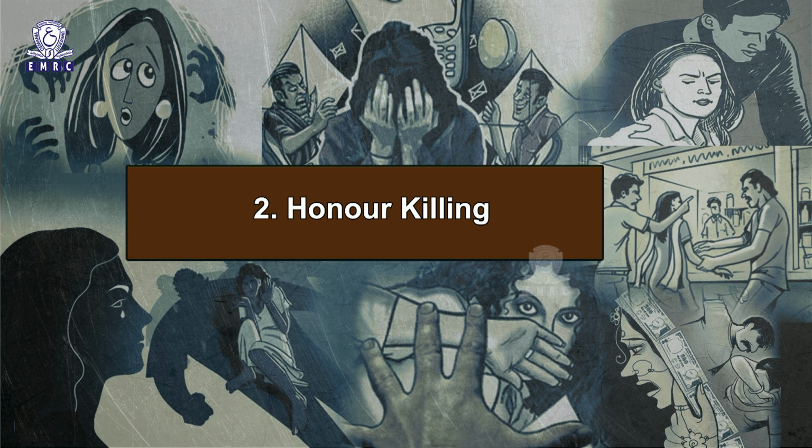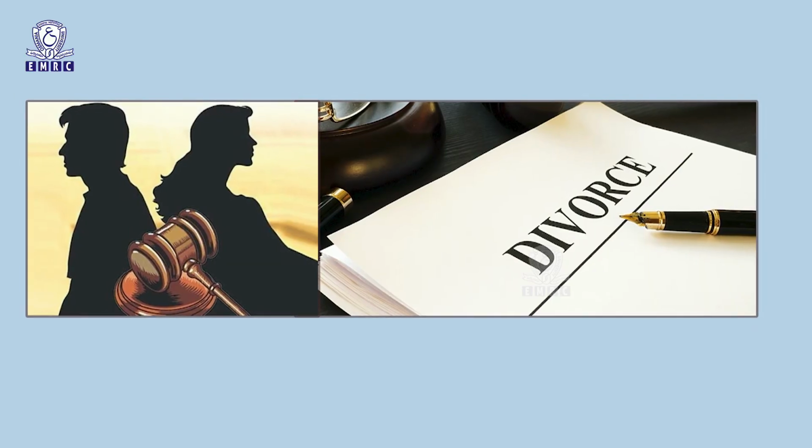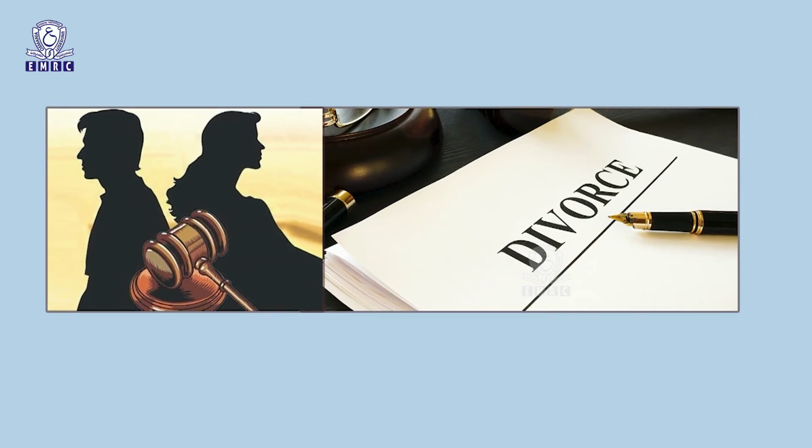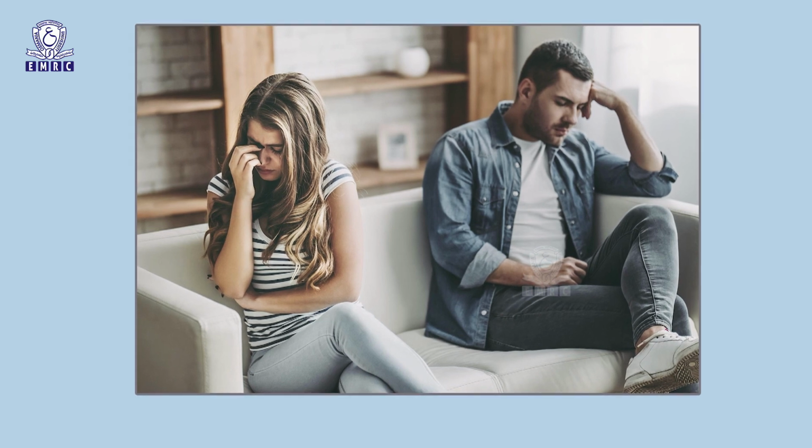Second one is honor killing. Honor killing is the killing of a member of a family due to the belief that the victim has brought dishonor to the family or has violated the principles of a community or a religion. Reasons include divorcing or separating from a spouse, refusing to enter an arranged marriage, being in a relationship, or having an association with social groups outside the family that is strongly disapproved by one's family, etc.